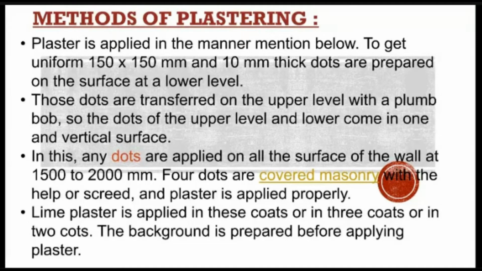In this, dots are applied on all the surface of the wall at 1500 to 2000 mm. The dots are covered with masonry with the help of a screed, and plaster is applied properly. Lime plaster is applied in three coats or in two coats. The background is prepared before applying plaster.